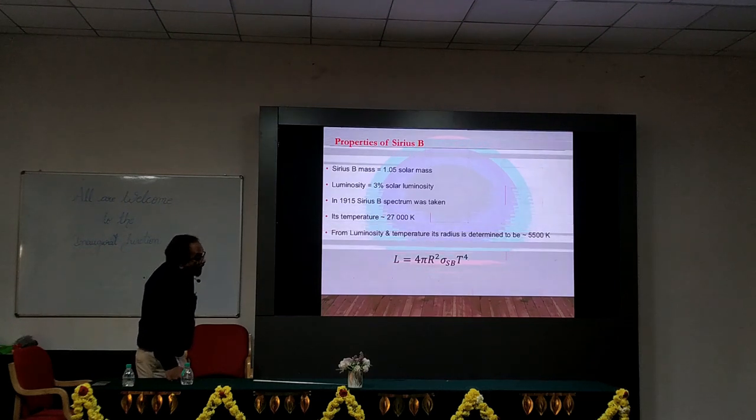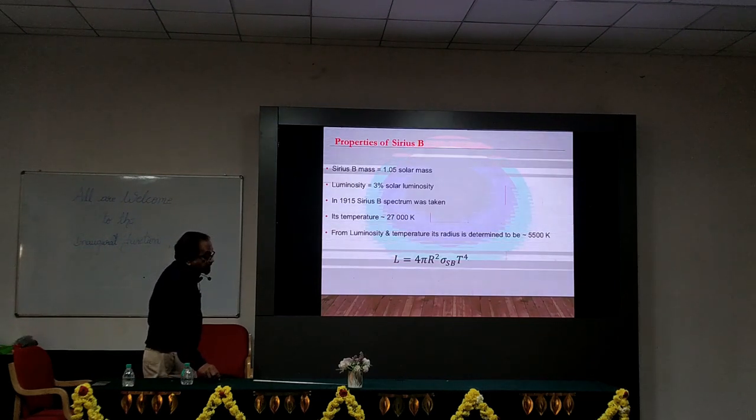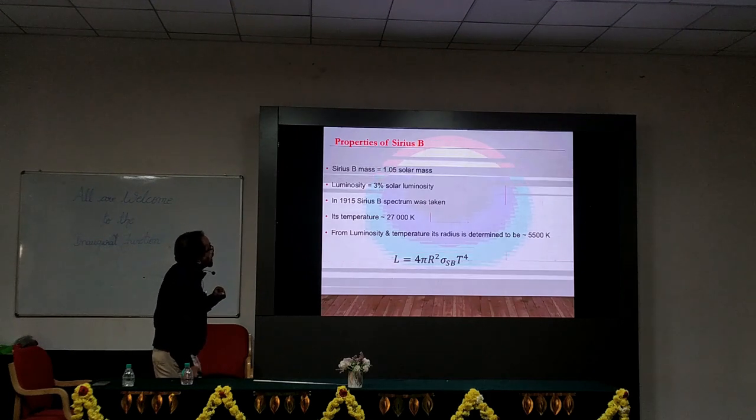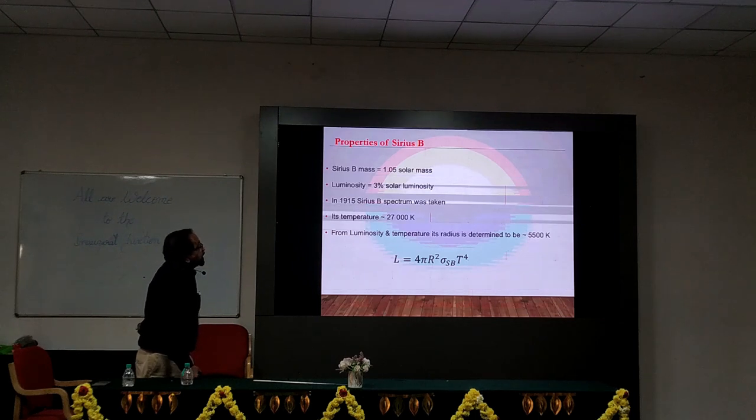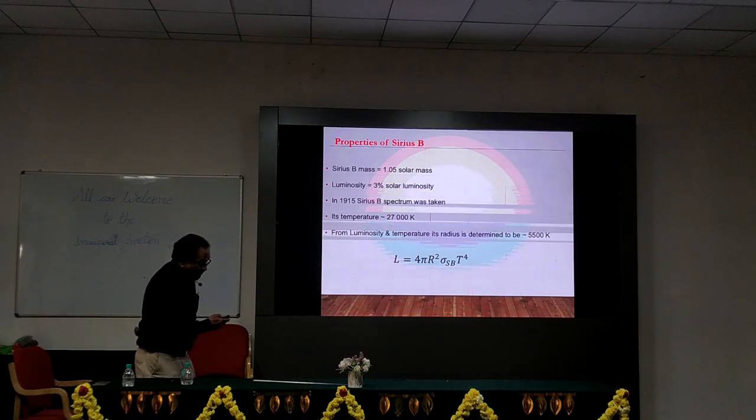So this is a puzzle. How can you have such a small radius star holding on to a very high mass like the solar mass? That is the question, the puzzle.